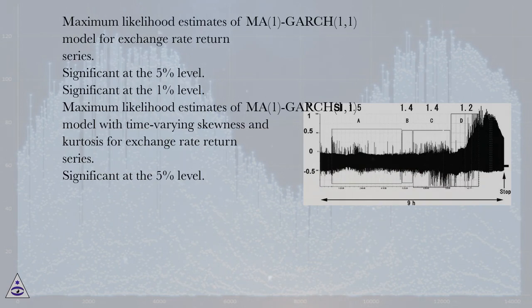Maximum likelihood estimates of the MA(1) GARCH(1,1) model for exchange rate return series. Significant at the 5% level. Significant at the 1% level. Maximum likelihood estimates of the MA(1) GARCH(1,1) model with time-varying skewness and kurtosis for exchange rate return series. Significant at the 5% level.